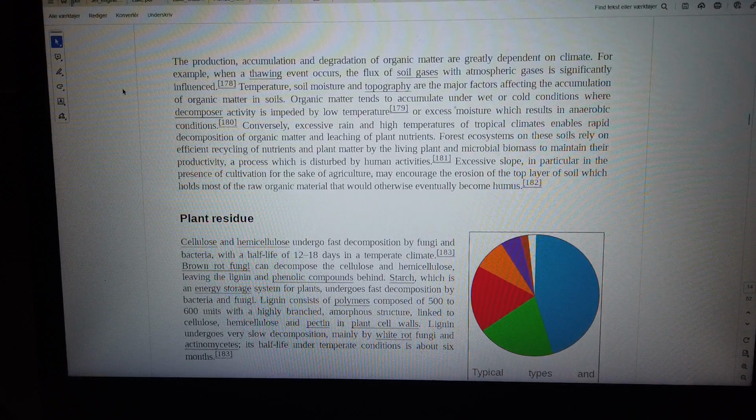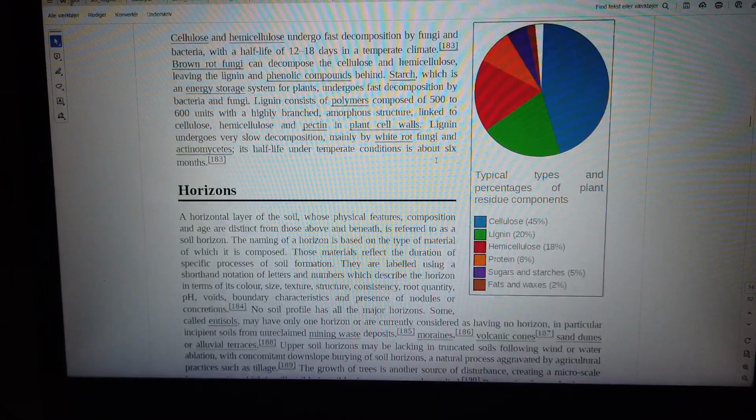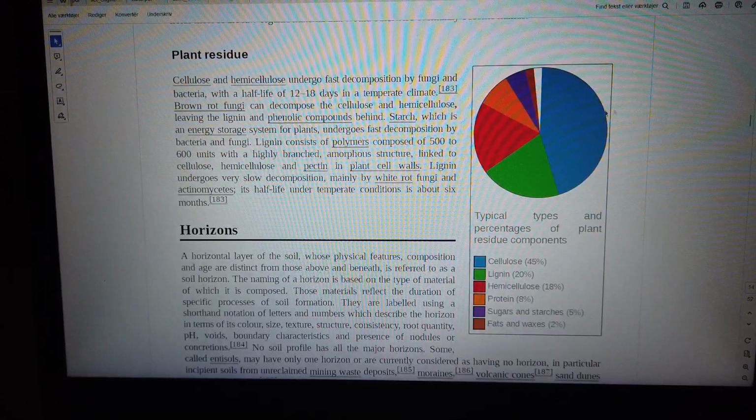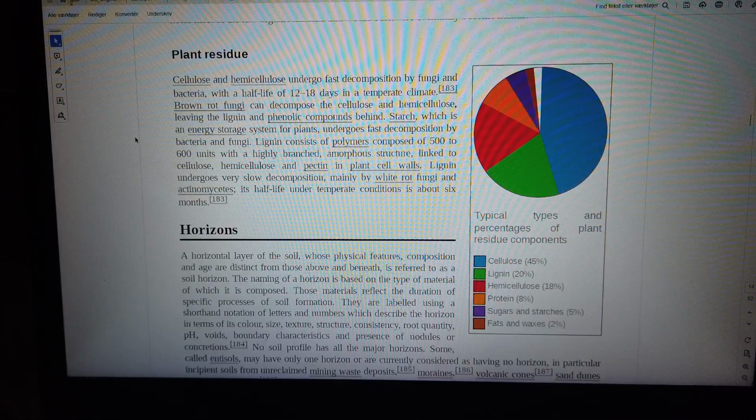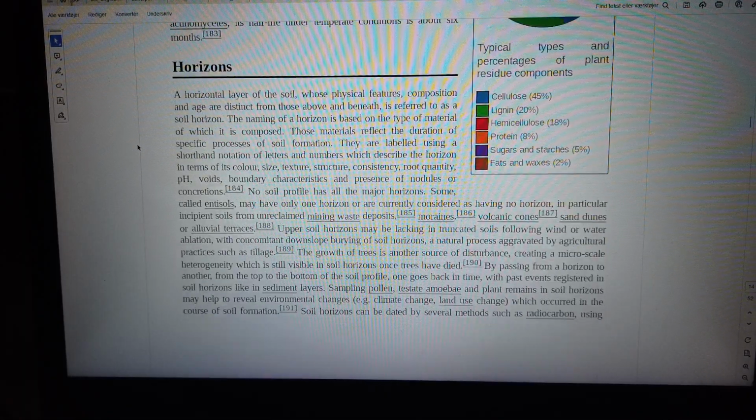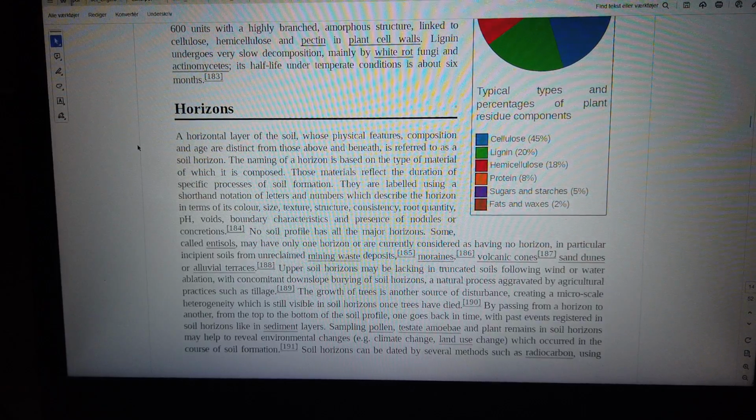183. Horizons. A horizontal layer of the soil, whose physical features, composition and age are distinct from those above and beneath, is referred to as a soil horizon. The naming of a horizon is based on the type of material of which it is composed. Those materials reflect the duration of specific processes of soil formation.